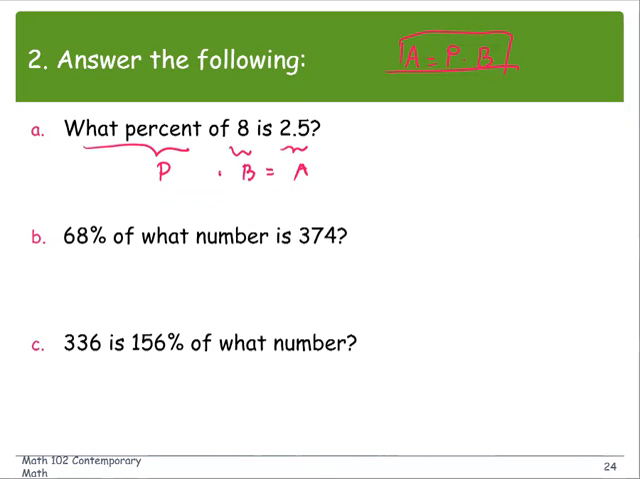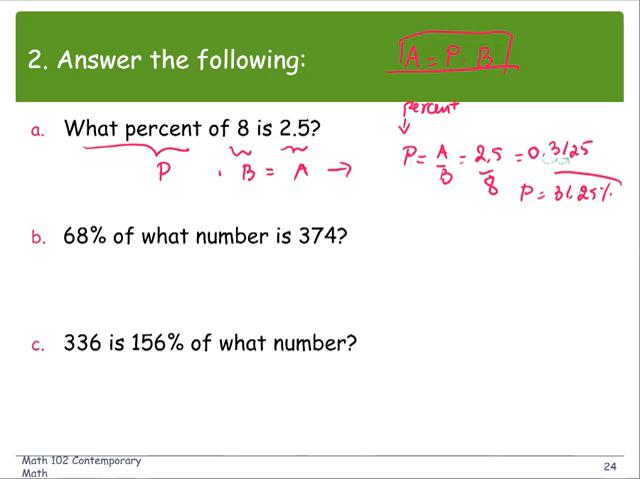We're looking for the percent that multiplies by the value B to give the product 2.5. So then P is A over B, or 2.5 divided by 8. Put in the calculator, we get the decimal form of 2.5 divided by 8 as 0.3125. Recall P is a percent, so we write it in percent form as the final answer. To write the decimal in percent form, we move the decimal point to the right 2 positions and then add the percent sign. That means P equals 31.25% for part A.